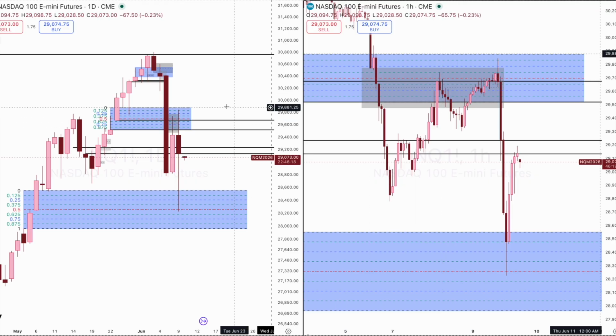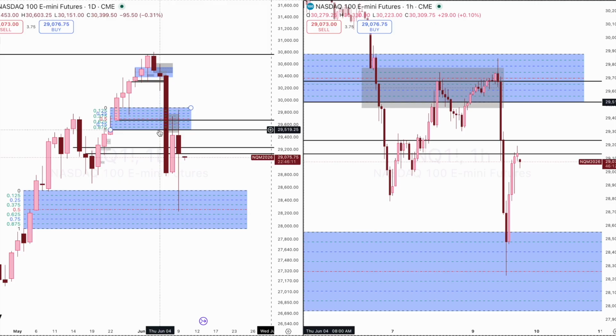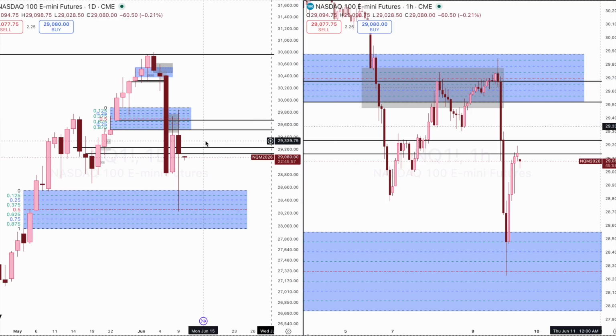So this right here is a BISI. It's a buy side imbalance, sell side inefficiency, meaning imbalance to the buy side, inefficiency to the sell side. So we're not offering any bearish price action in this range on the daily.